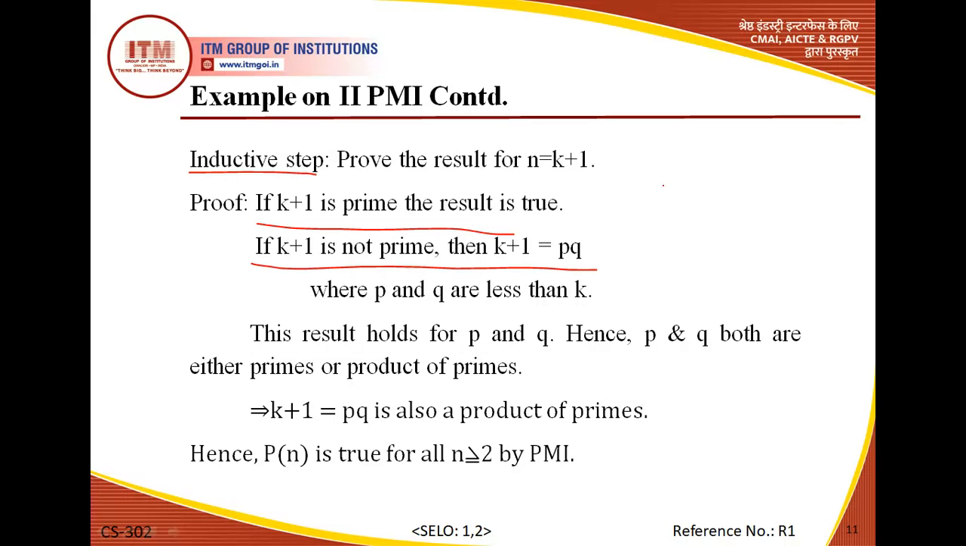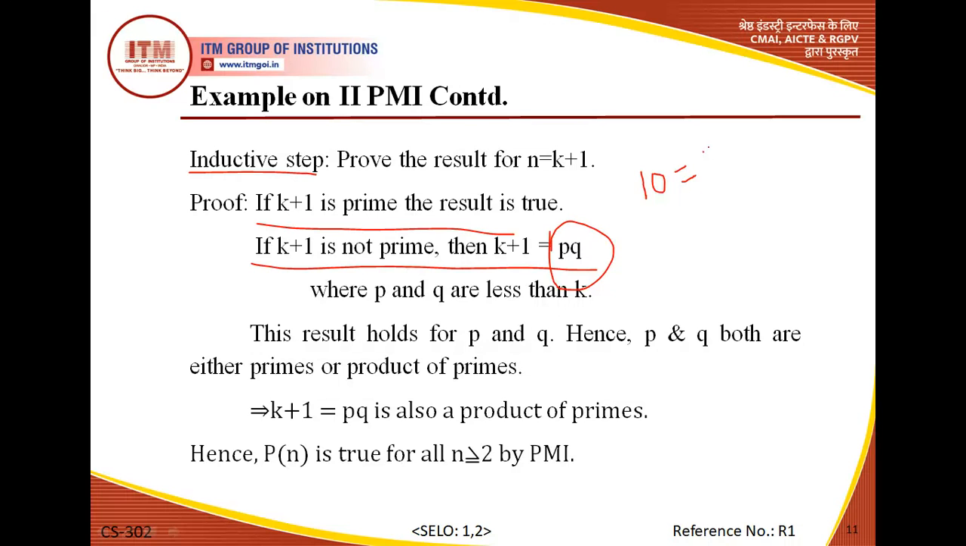Let's suppose we have written this k plus 1 as p into q. If that is a problem, we can obviously take an example and clear this result in our mind. Let's take 10 as the example. Let's say 10 is k plus 1. So 10 is not a prime number, it is a composite number.